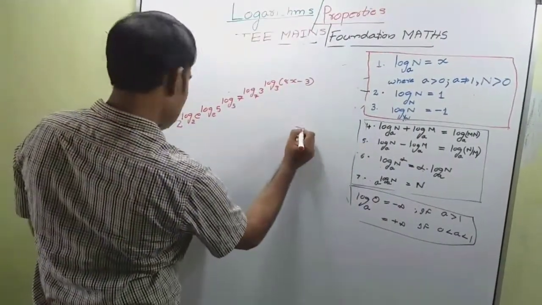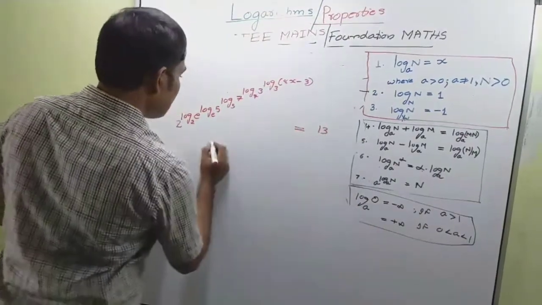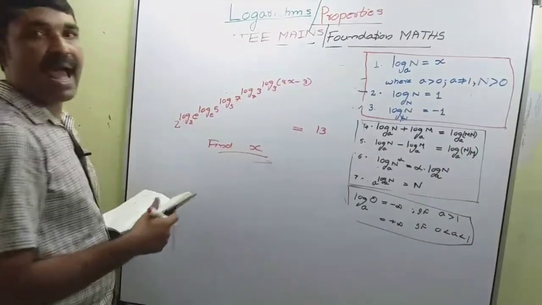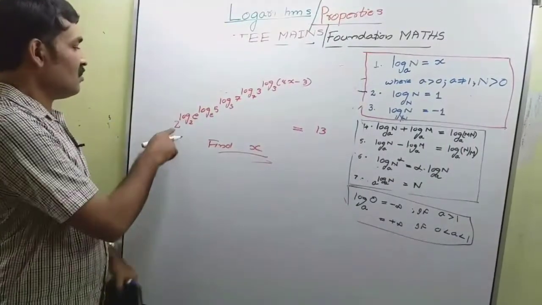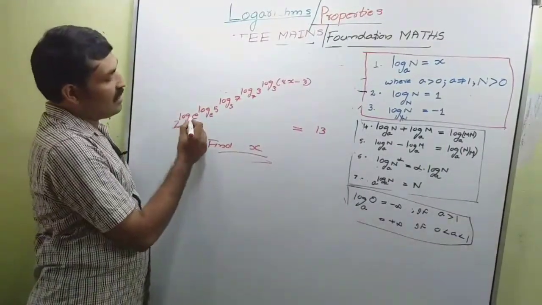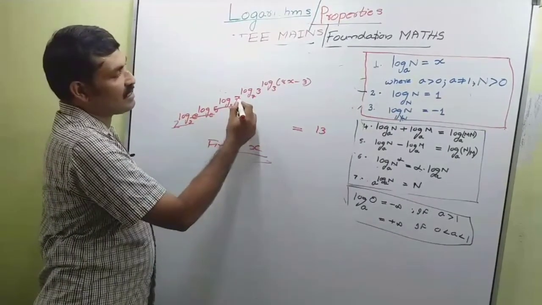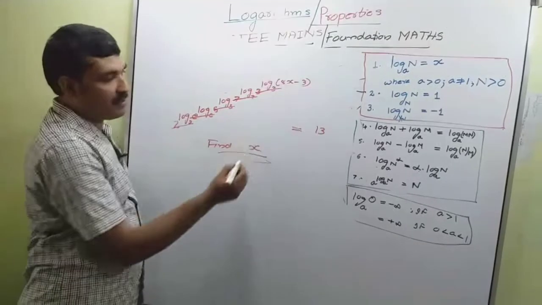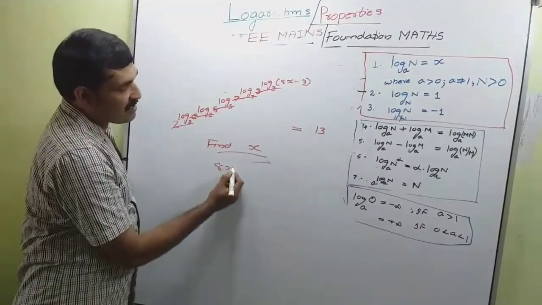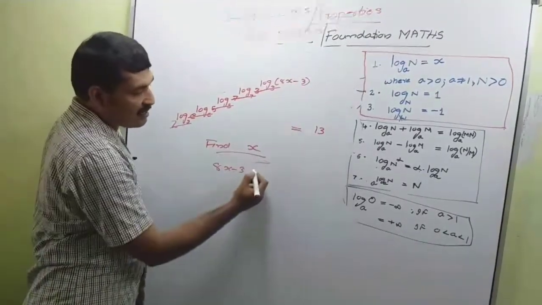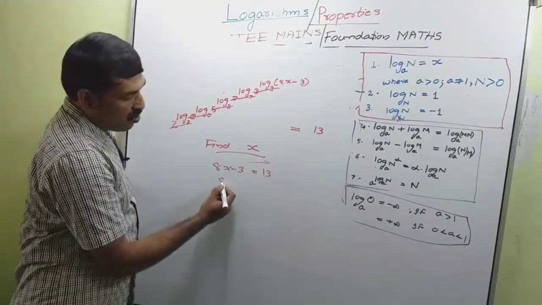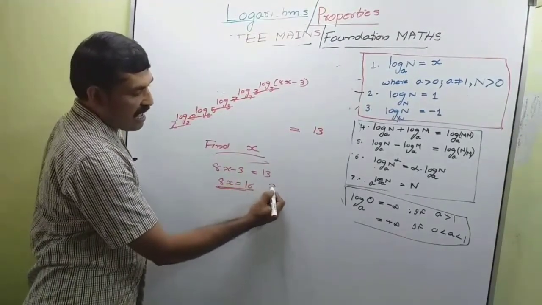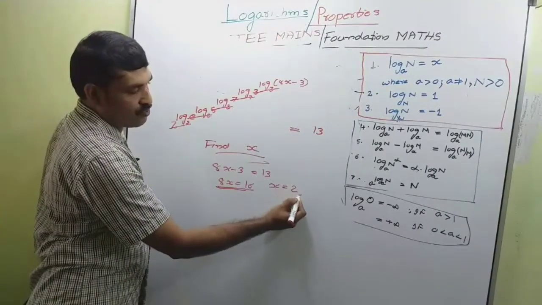This is equal to 13. Then find the value of x. So the 2 and 2 get cancelled, e and e get cancelled, 5 and 5 get cancelled, 7 and 7 cancelled, 3 and 3 cancelled. Finally this becomes 8x minus 3 equal to 13, or 8x is equal to 16. This implies x is equal to 2.